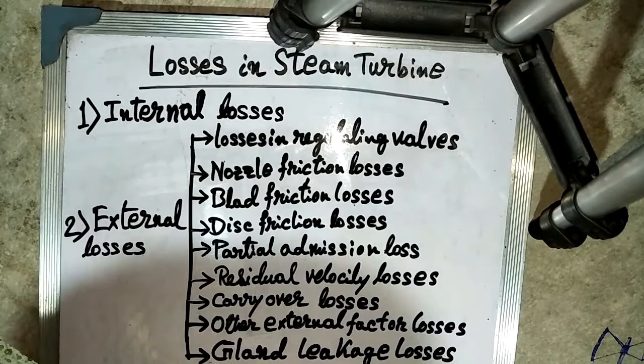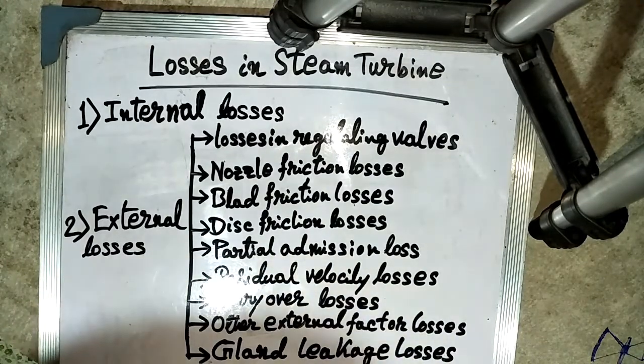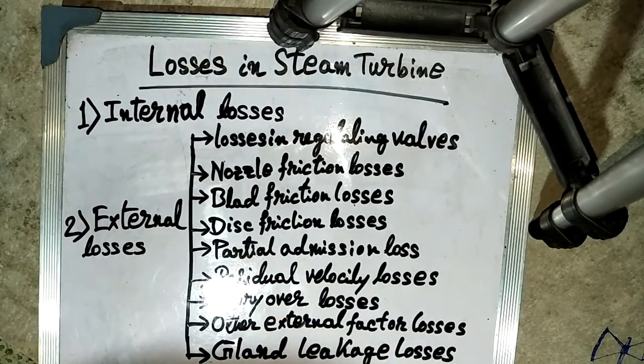Now the residual velocity losses. The steam leaving the last stage of the turbine has a certain velocity, which represents an amount of kinetic energy that cannot be imparted to the turbine shaft, and this is thus wasted.